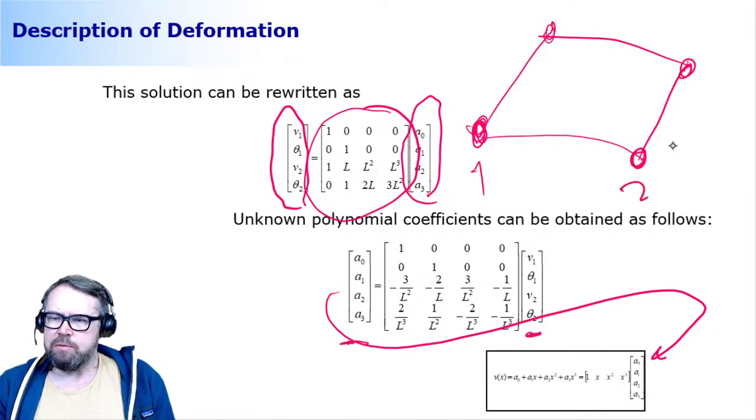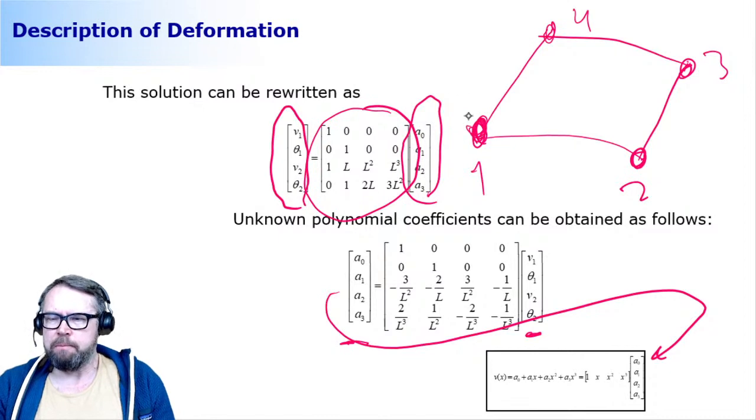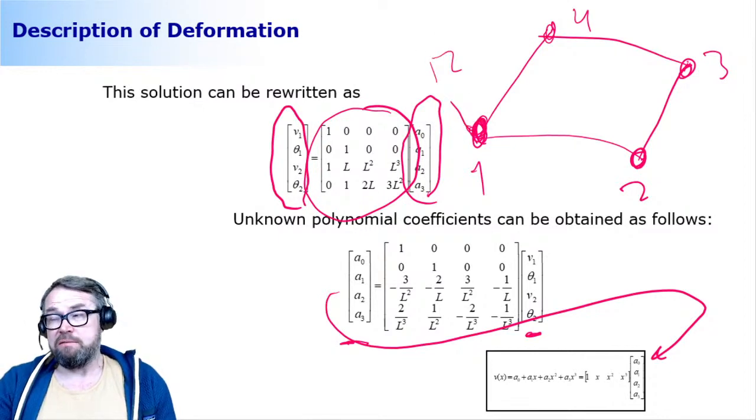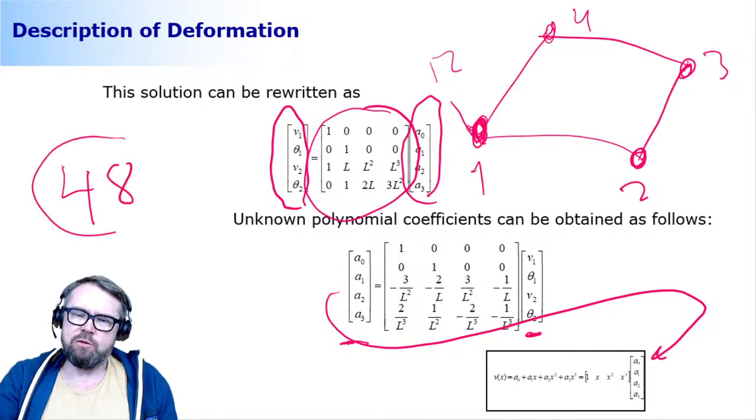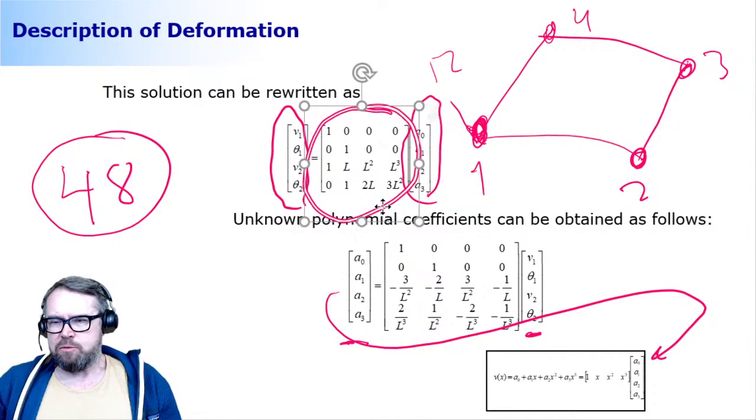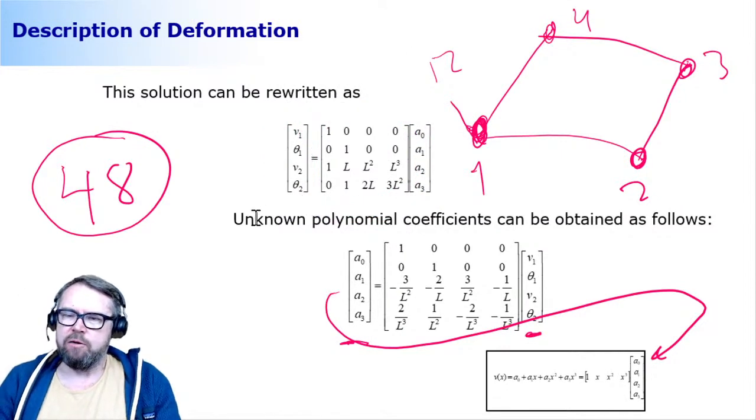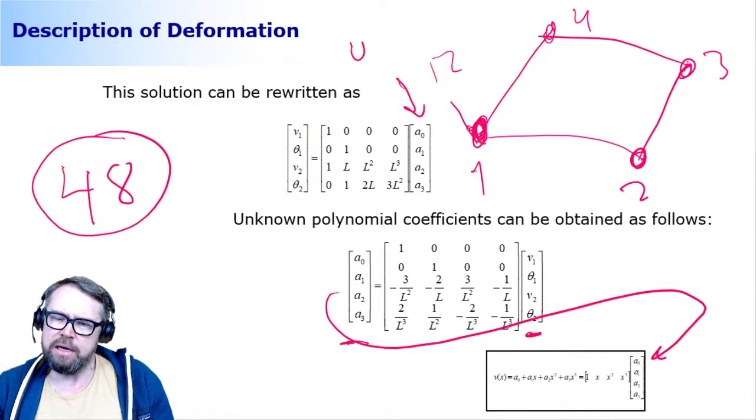So node number one, node number two, node number three, node number four. So four nodes, and each of these nodes had 12 coordinates, 12 degrees of freedom. So that was a very unusual plate element. That makes a total of 48 degrees of freedom. Meaning that this mapping matrix, the one that relates the polynomial expansion and the nodal degrees of freedom, this vector here was 48 components, and this matrix was obviously 48 multiplied by 48.